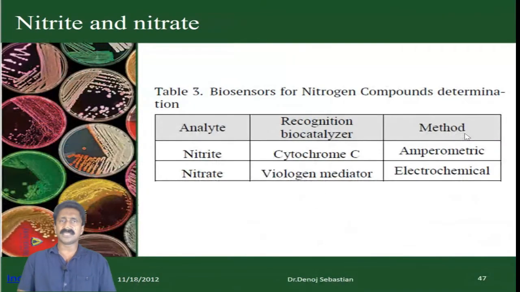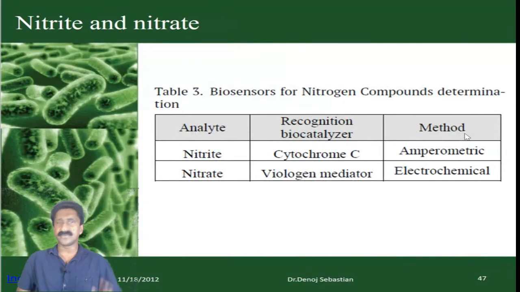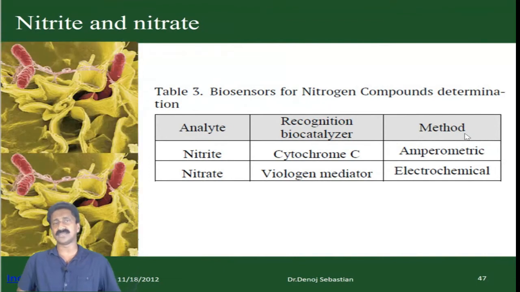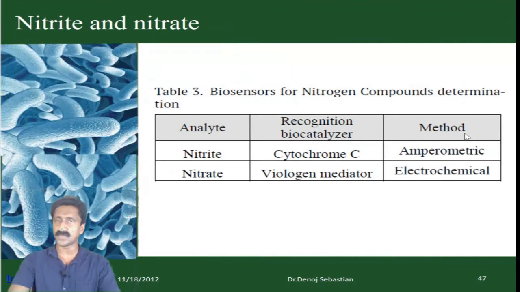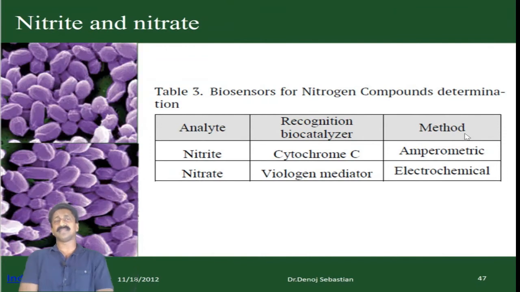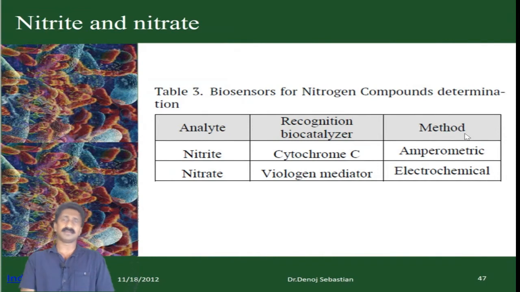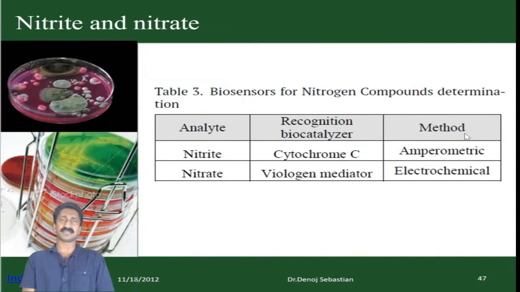We have basically two analytes, that is nitrogen compounds, nitrate and nitrite. So the biocatalyzer that is generally used is a C-based biocatalyzer, which is used in an amperometric biosensor, which is nowadays widely in use. Then a viologen mediator based nitrate sensor is there, in which an electrochemical mechanism based detector is used.